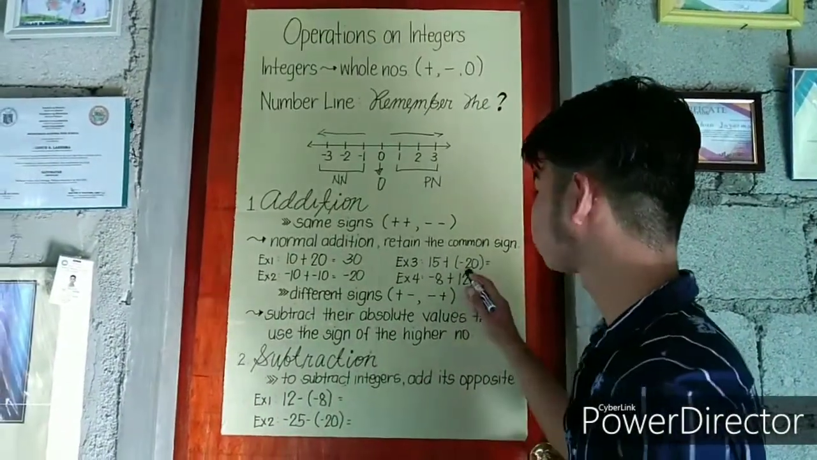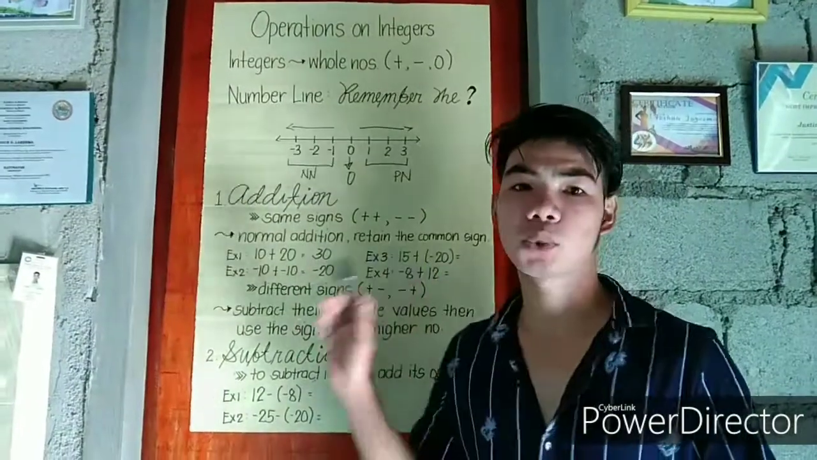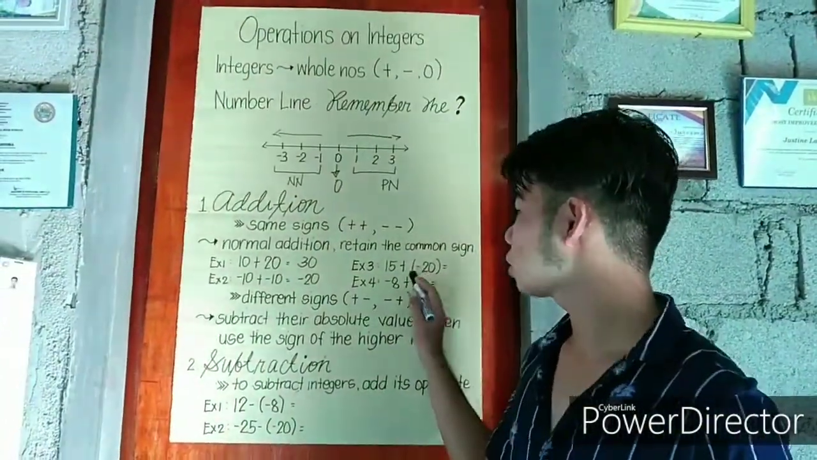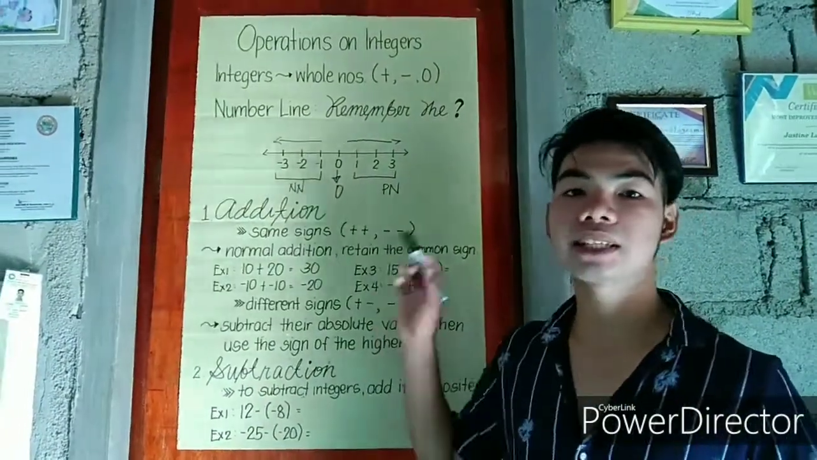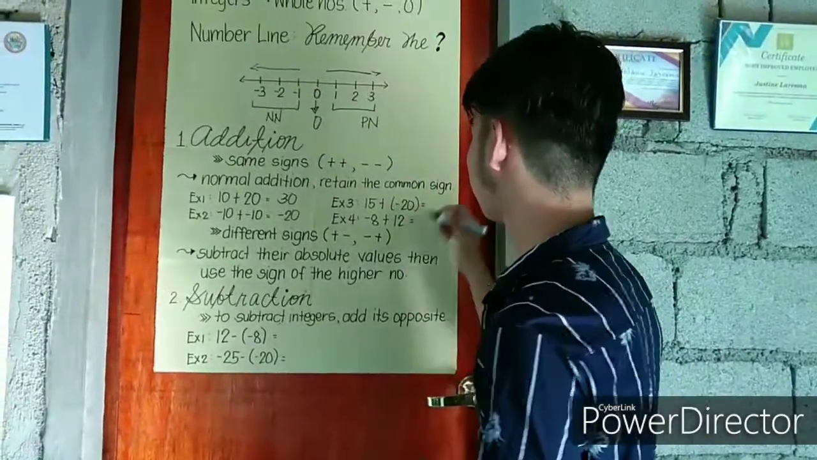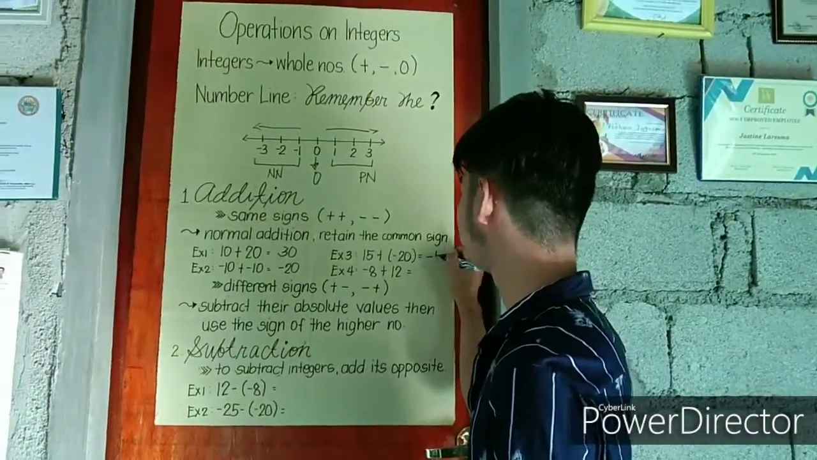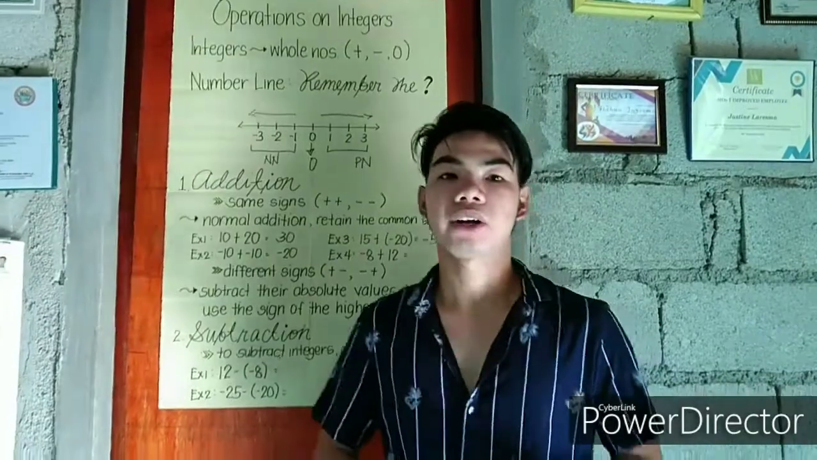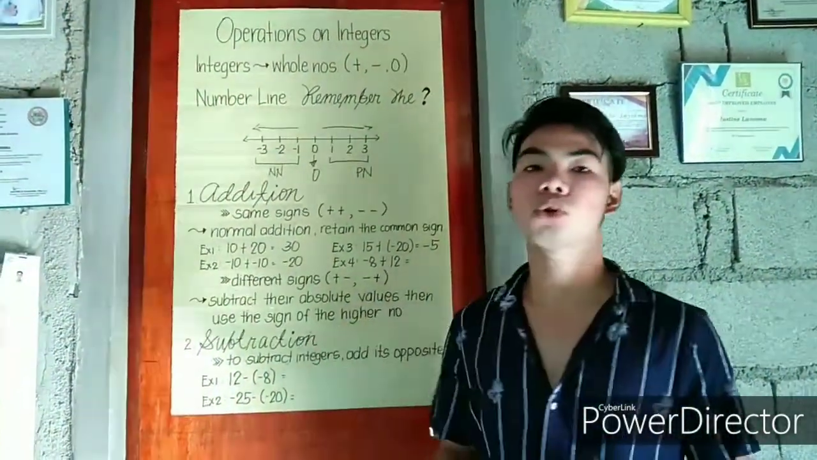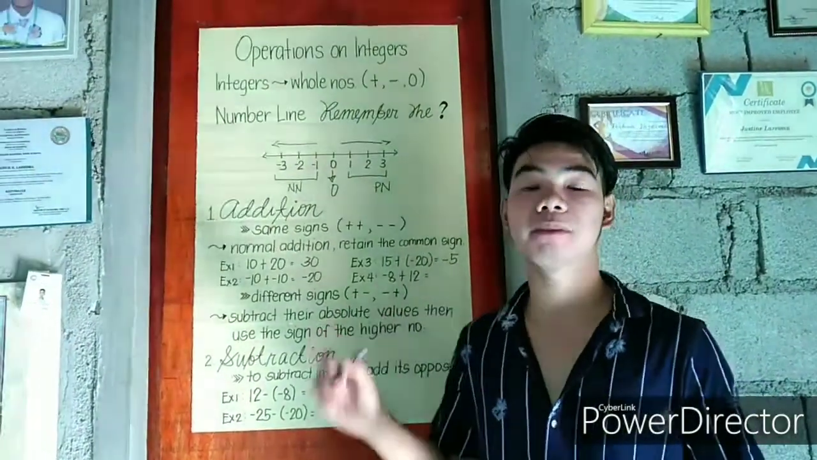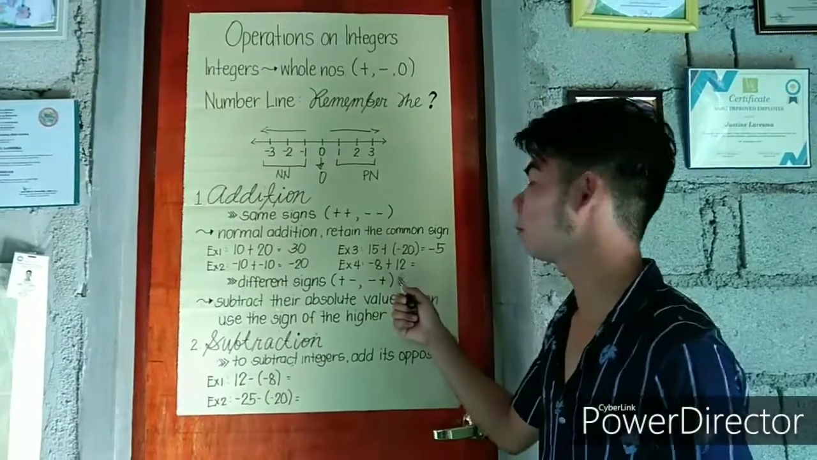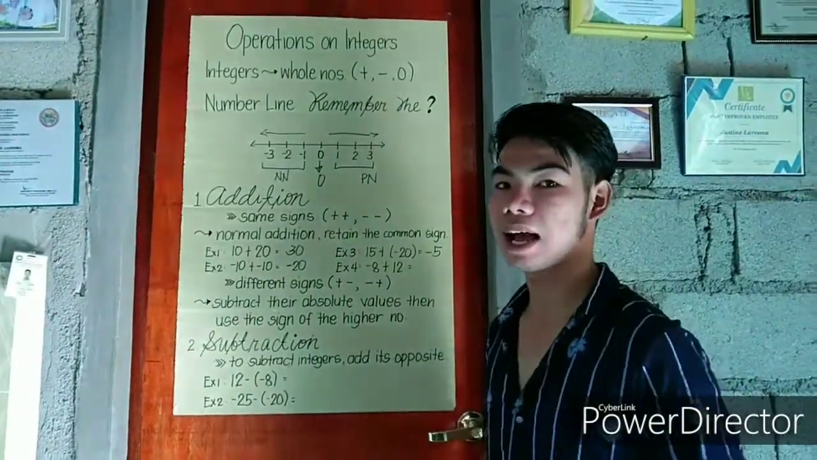So what is the sign that we're going to use? We need to assess which one has the higher absolute value. This one is 20. The sign of 20 is negative, so the sign that we're going to use is negative as well. So the answer here is negative 5. Last, example number 4: negative 8 plus 12. Subtract 12 minus 8 gives you 4, and the sign that we're going to use is positive since 12 is positive. So that's how easy it is.